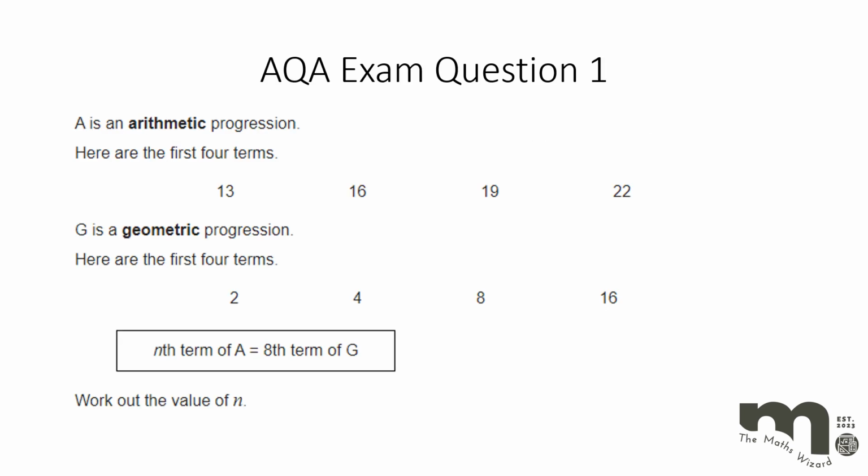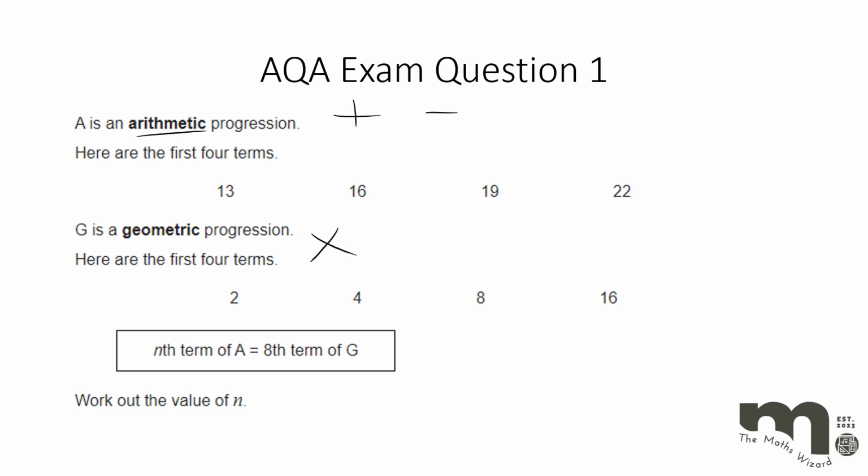So here's one from a paper, I think it was a couple of years ago. A is an arithmetic progression. It says here are the first four terms of this. So we've got these four numbers here. Remember, an arithmetic progression is an add or subtract. Then it says G is a geometric progression. Here are the first four terms of that. Remember, geometric is a multiplication.